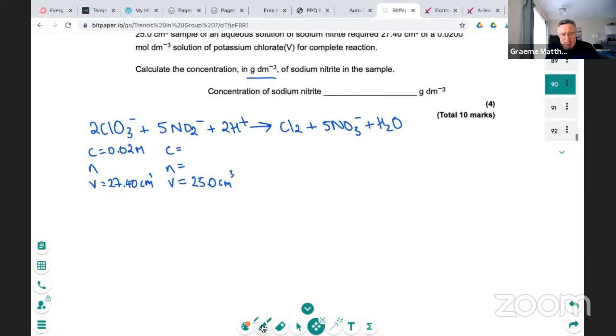The very first thing I did is I looked at this and said, right, I've got 2 out of 3 variables on this one. So I can solve for moles of my chlorate right here. Then I can go over the molar bridge, which is 2 to 5, and get moles of my nitrite. Then I can get my concentration and convert it over. I'll keep this in orange.